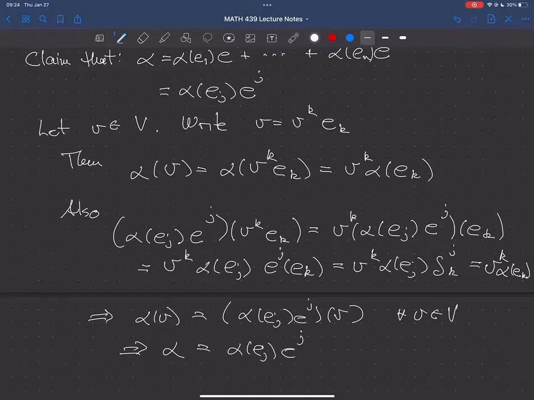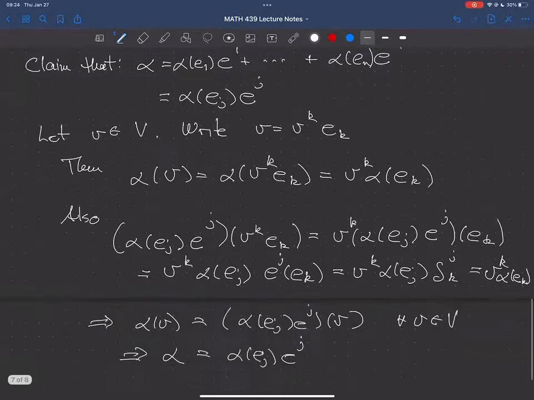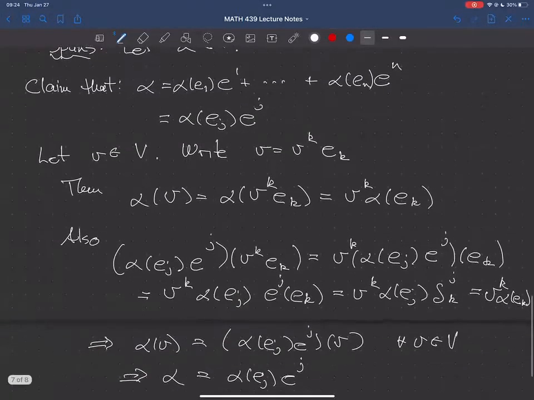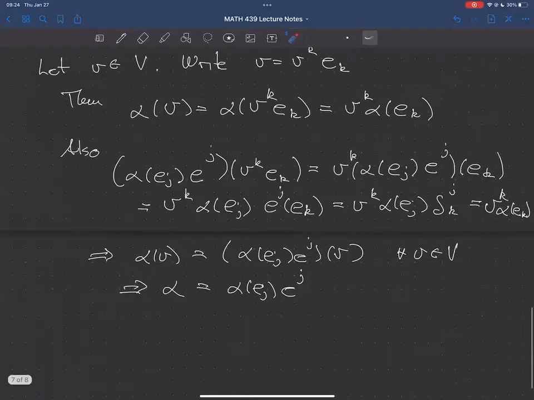In other words, it shows that the e^j span, because I've taken any alpha and I've written it as a linear combination of the e^j. So I'm done.